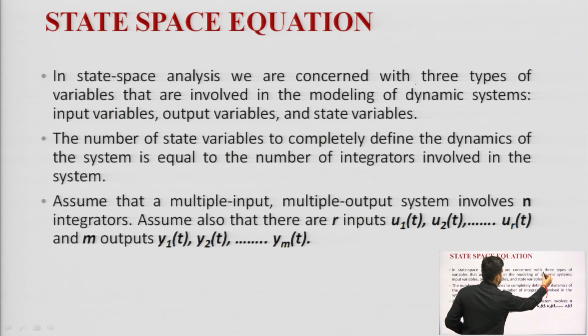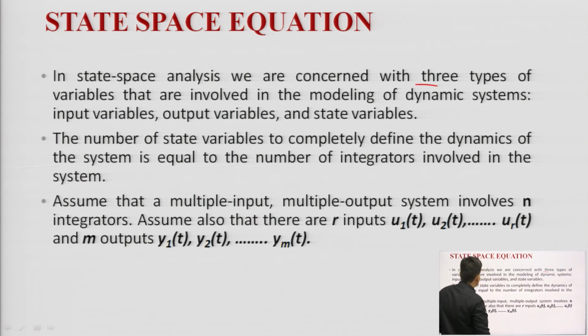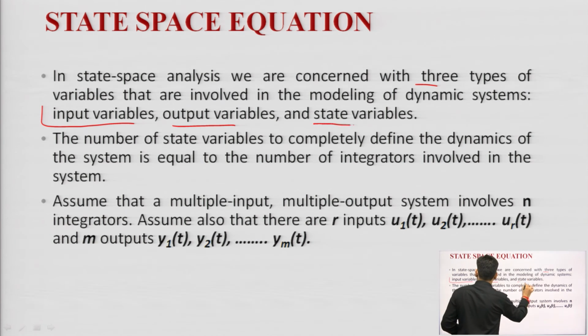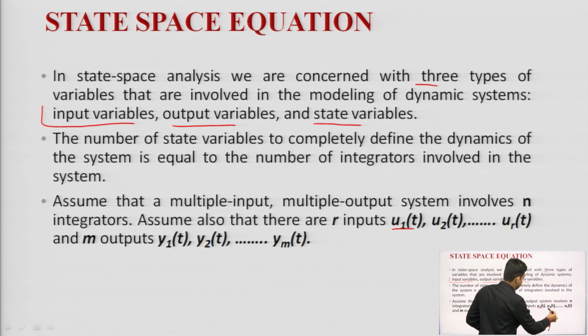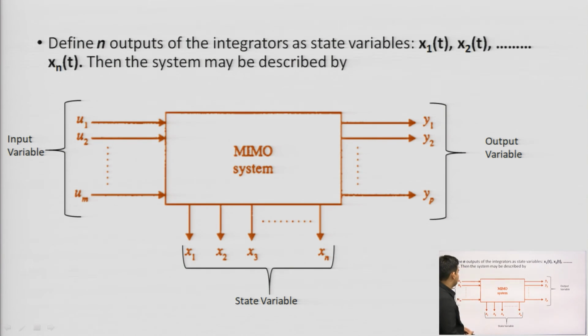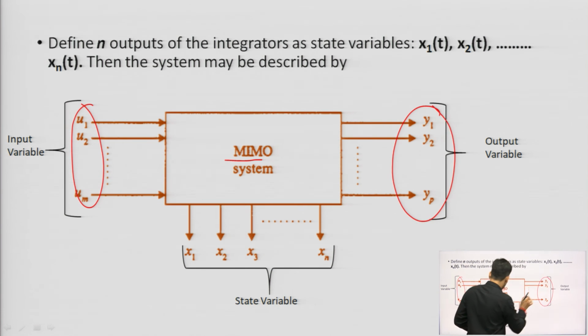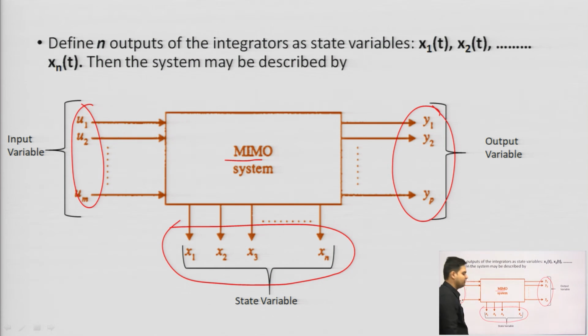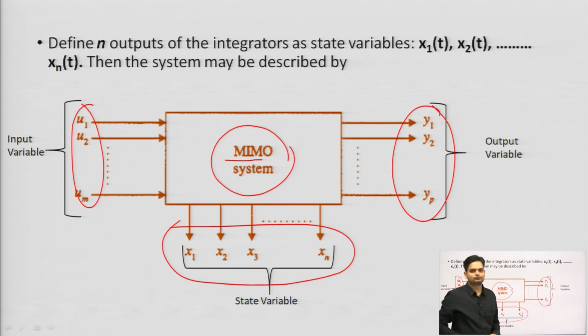So, we are concerned here with the three types of variables that are involved in the modeling of a dynamic system. One is the input, output and state. All this we had seen in the previous slide. If we are having r number of inputs, we will write u1, u2, ur. If we are having p number of outputs, we write y1, y2, y3. So, this is the generalized representation of the state space model of a MIMO system, which is having r number of inputs and p number of outputs. Okay. In between, what is governing or controlling this conversion is given by the state variable. So, this state variable decides the outputs. Okay. So, this is the generalized modeling of the state space model.